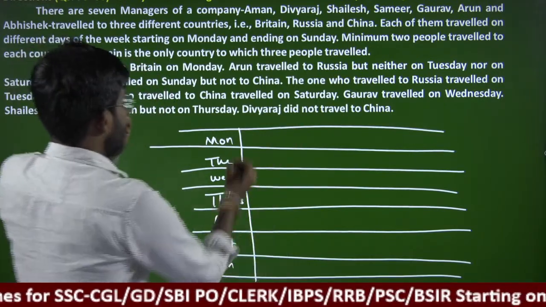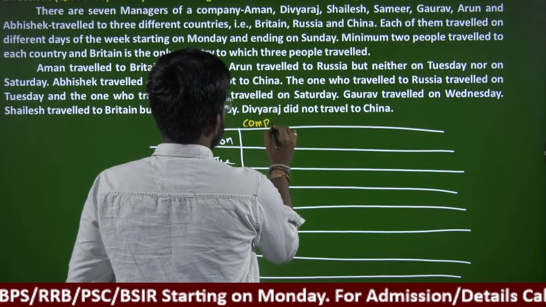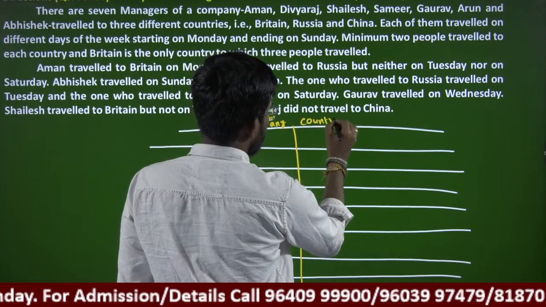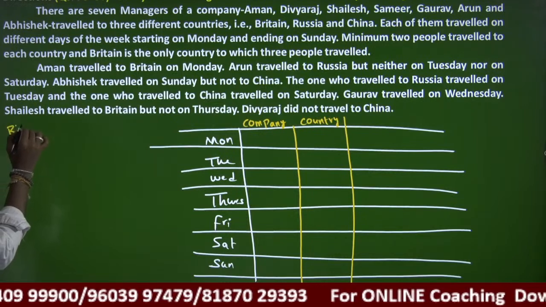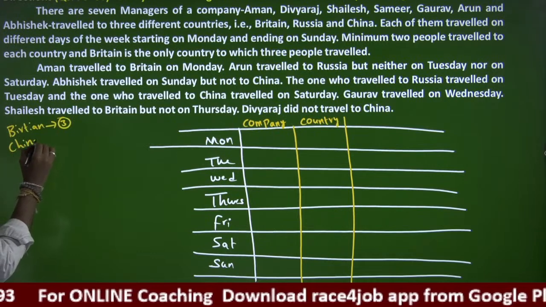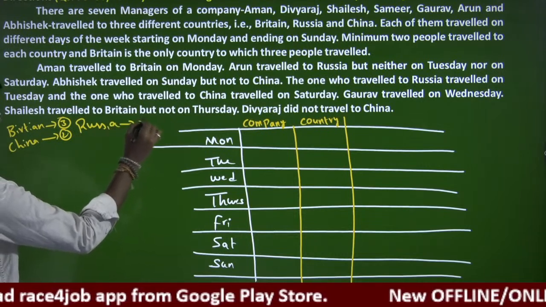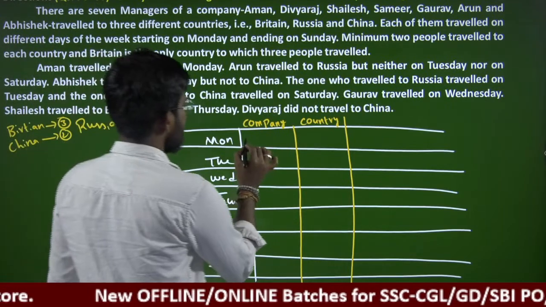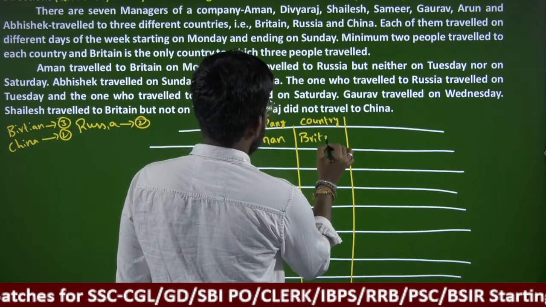Okay, first we can locate the countries. Manager, company name and country. To which country they have to travel? As per the given data, they have given that in Britain, 3 members can travel, and China 2 members, Russia 2 members. Aman traveled to Britain on Monday. That is, here Aman traveled to Britain on Monday. They have exactly given.